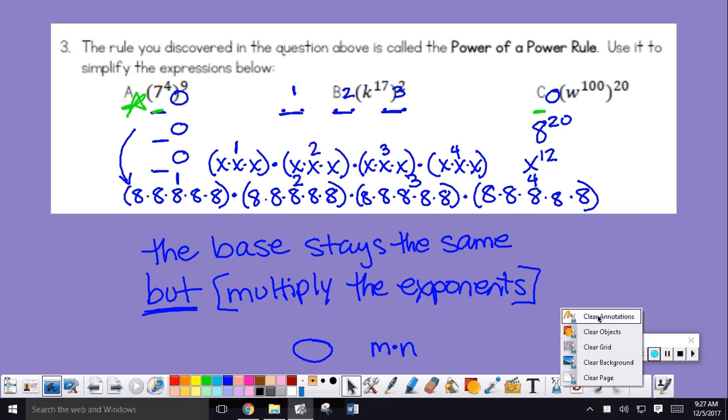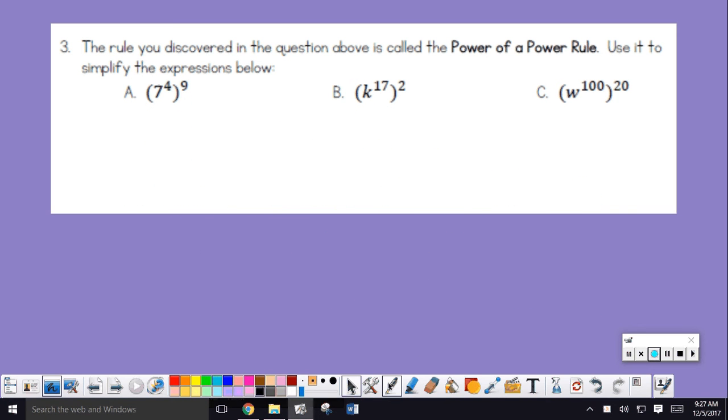All right, so letter A. Well, we've got 7 to the 4th power to the 9th power. Okay, so that's going to give us 7 to the 4th times the 9th. Okay, and that's going to give us 7. 4 times 9 is 36. So it's going to be 7 to the 36th power.